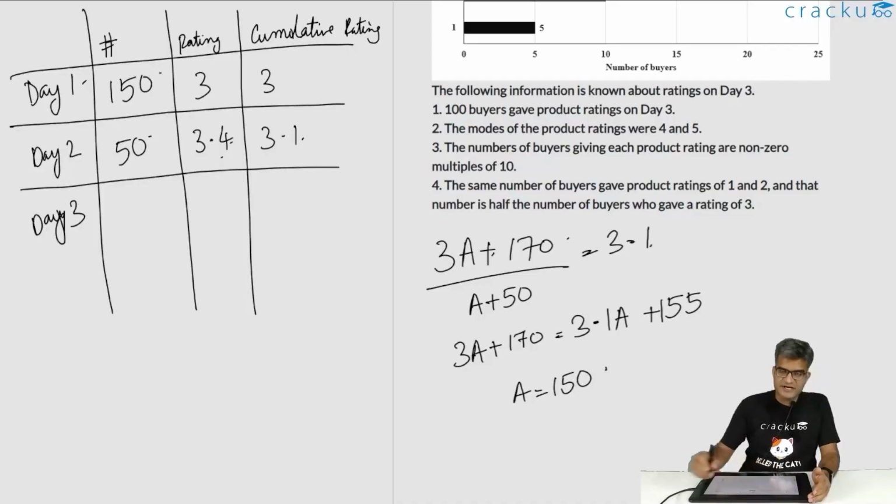Now let us look at the data about day 3. We are told that 100 buyers gave product rating on day 3. So the total number of people who gave rating on day 3 is 100. What is the average rating given on day 3? That is not known. But we are given some information.